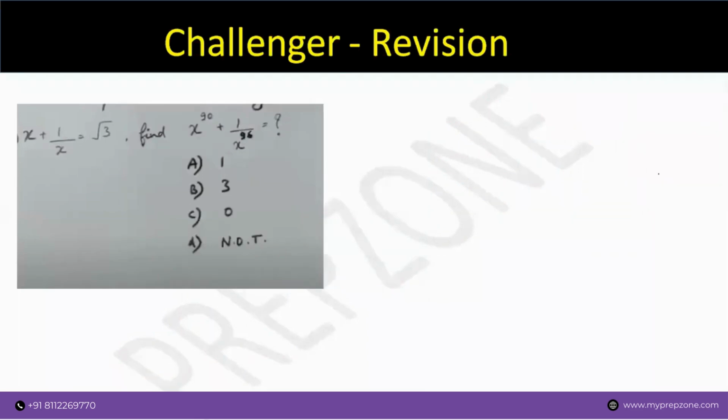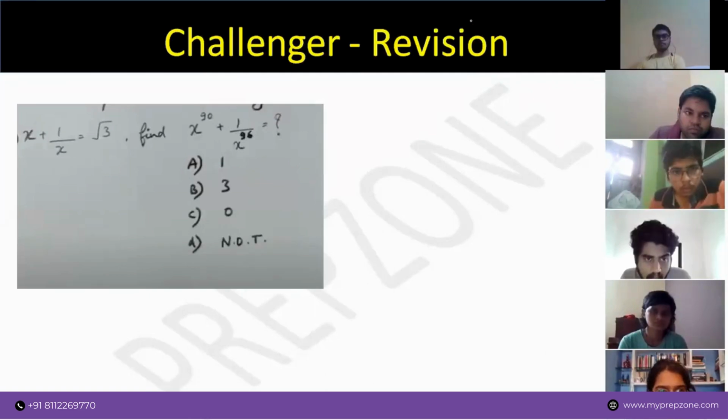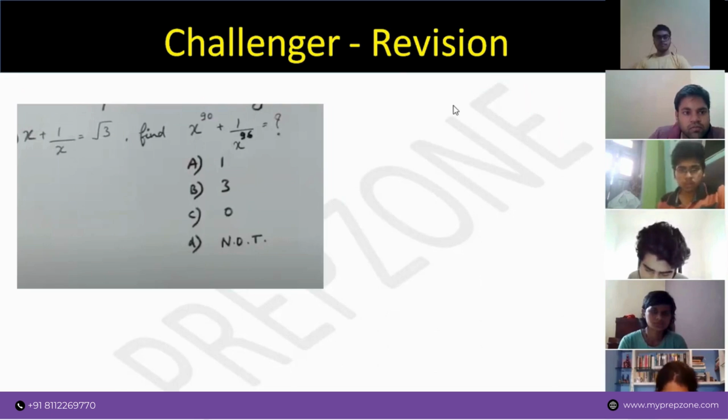I won't answer within 15 seconds. जितना जल्दी हो सके. Great. Two guys have already solved it. And refer to that table. Hint is, जो मैंने table बताई थी, x plus 1 by x is p, x plus 1 by x is equal to √3, तो क्या shortcut होता है?